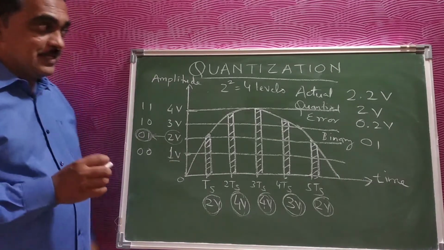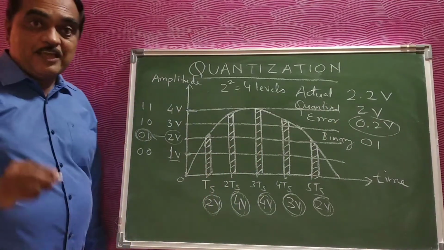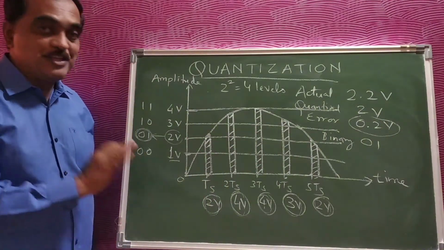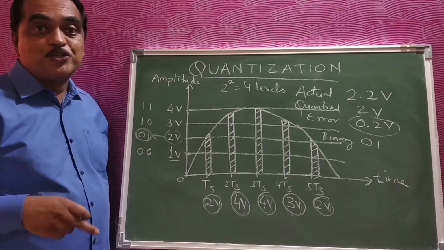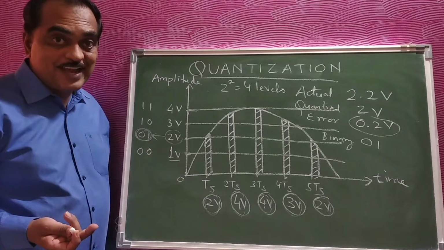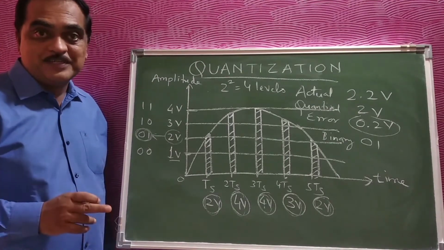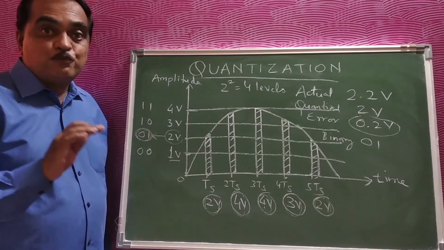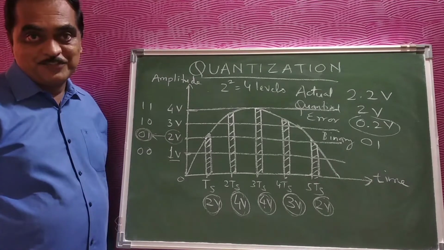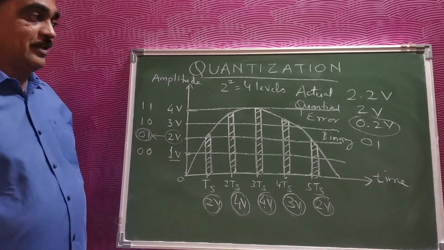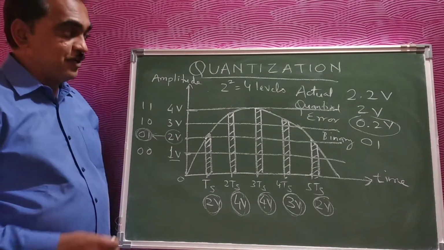Okay. That means this 0.2 error, whatever was there, if you want to minimize that, then you have to increase the number of levels. And if you want to increase the number of levels, then you have to think about the data, whatever you are going to send at the end. Then you have to think about the bandwidth of your channel and of your system. Then all those factors should be compromised at some stage, and then you should decide what should be the number of levels.